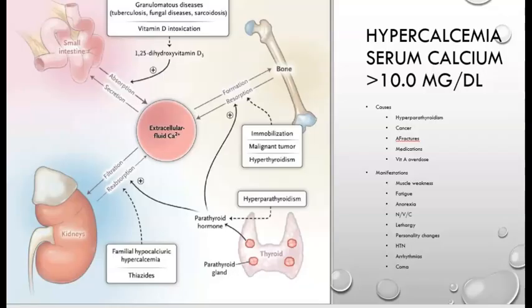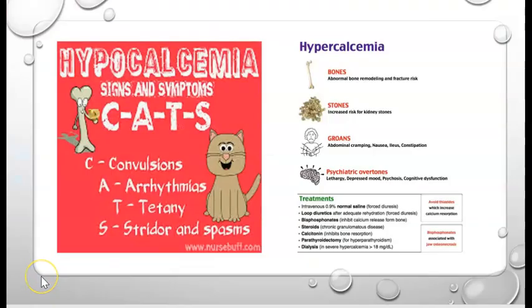Treatment is going to be IV isotonic fluids, with loop diuretics that help promote elimination of calcium, and medication to prevent bone reabsorption loss, such as Reclast, Zometa, and so on. In emergency situations, they can give IV phosphate to help bind that calcium, and glucocorticoids to help compete with vitamin D. And then calcitonin and phosphorus increase renal output of calcium and phosphorus. Here's another graphic for you on the two differences.